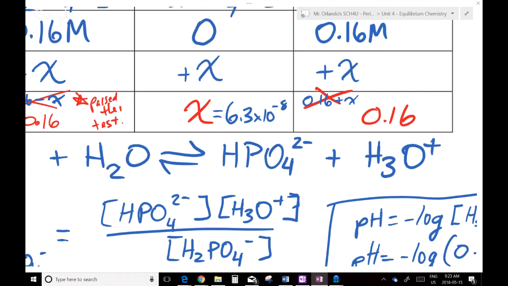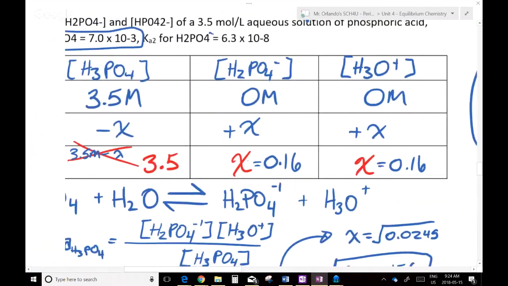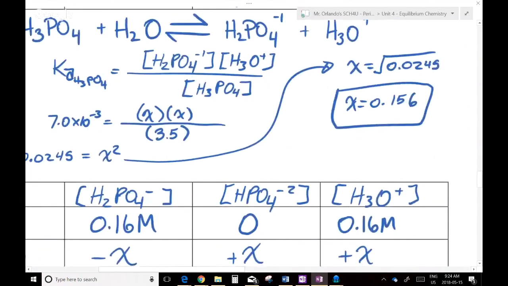That X value doesn't change the numbers that are really big, but it changes very meaningfully the number that started off at 0. And in the previous example, we were only able to make that assumption for one place, right? We were able to say, oh, this 3.5 isn't going to meaningfully change, but these guys will change. Does that make sense? Okay.